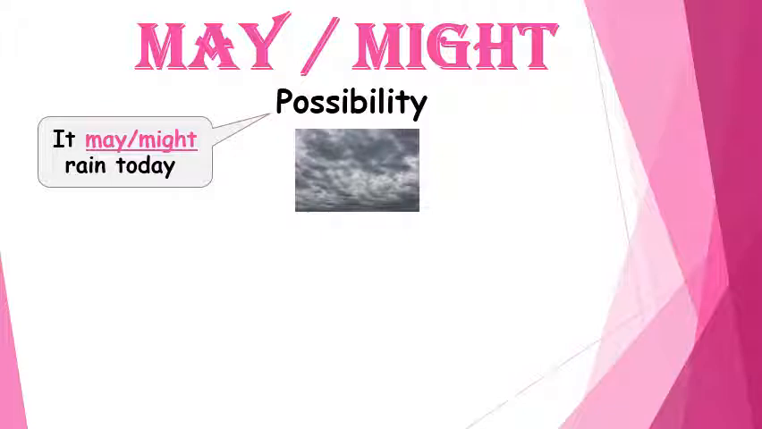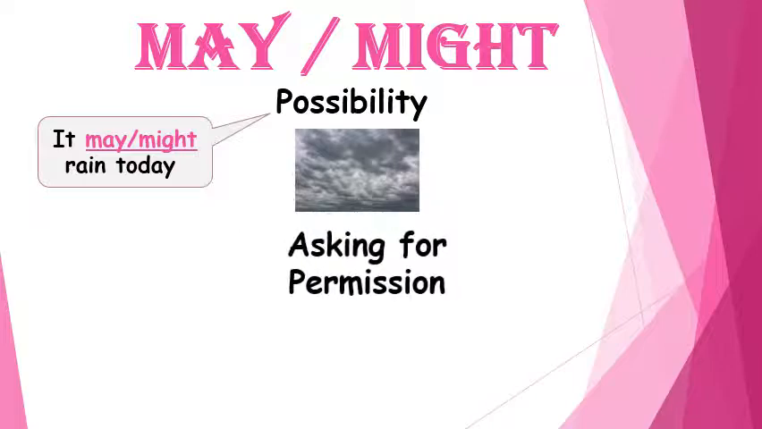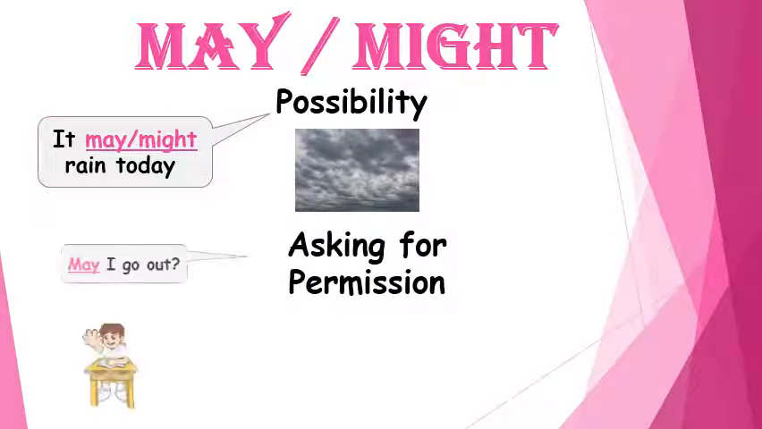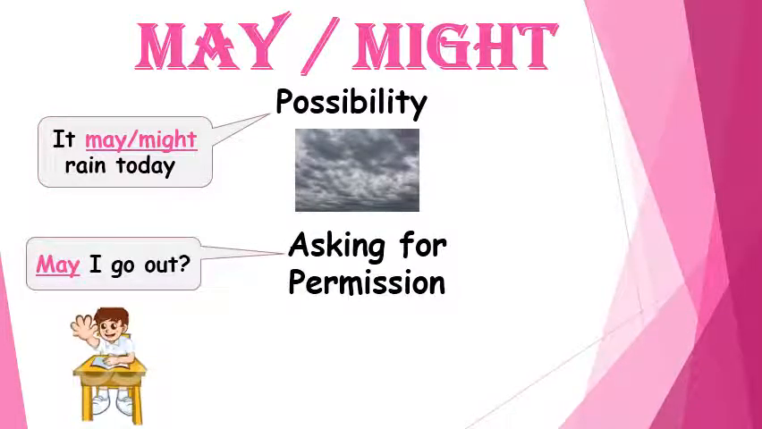Asking for permission: May I go out? The student here is asking for permission. May, can and could, all of them can be used to ask for permission, but as we said, they differ in the degree of politeness. May I go out is a very polite way to ask for permission.